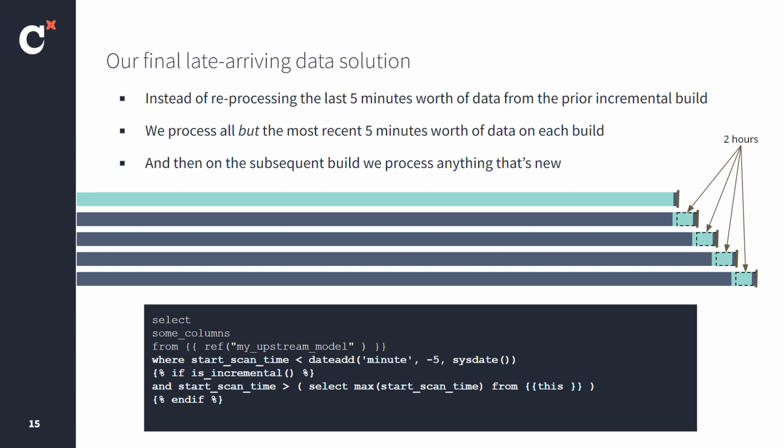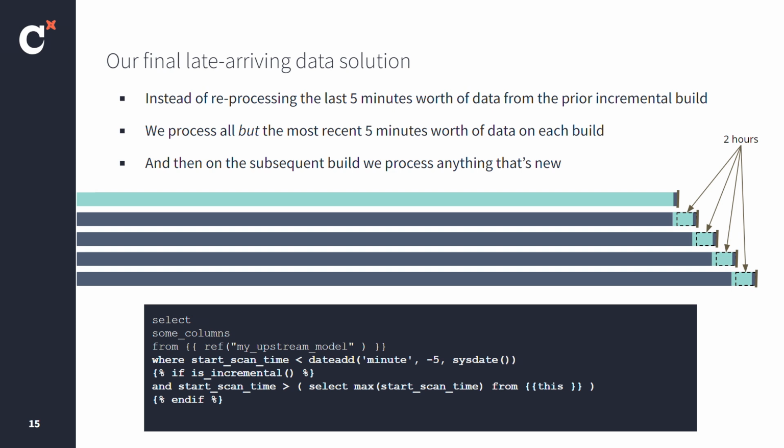And instead of reprocessing the last 5 minutes worth of data, what we do now is, on every run, we process everything but the last 5 minutes worth of data. And so what that means is, for example, on the first run, we're going to process everything up to here, and then we're going to stop and not catch that last 5 minutes, right?